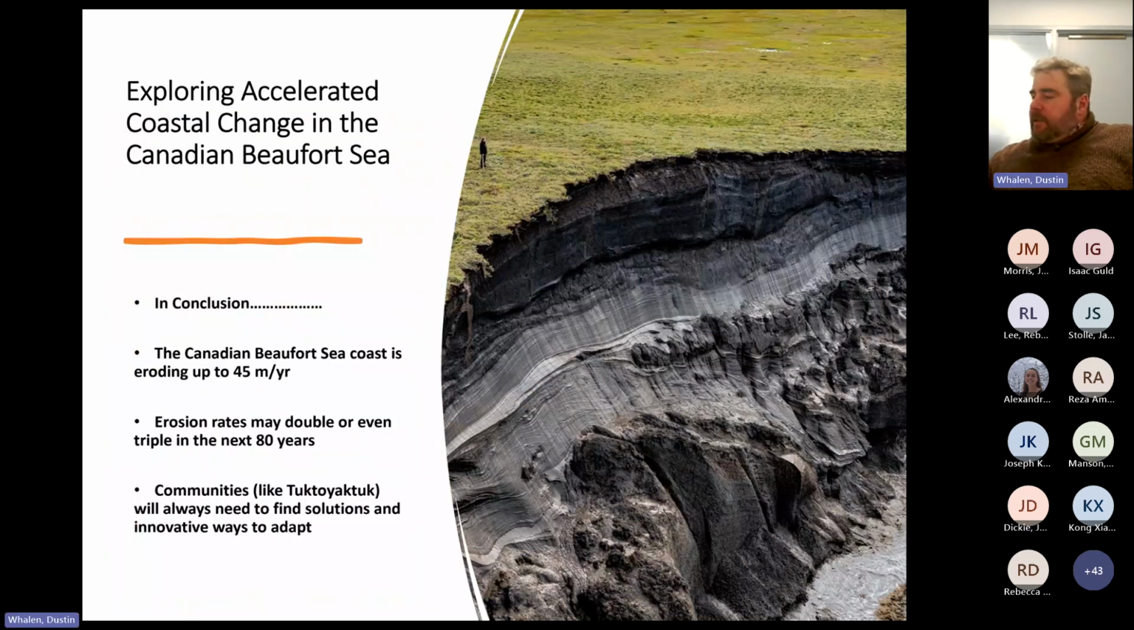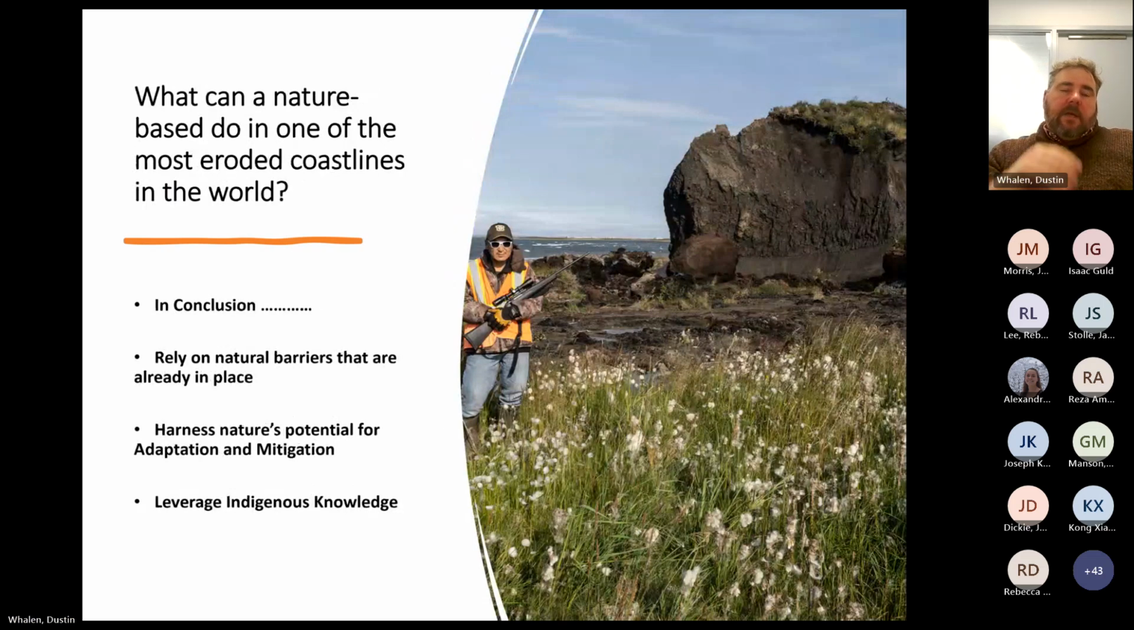So I think these are my wrap-up slides, which is pretty good time. In conclusion, the Canadian Beaufort Sea coast is eroding up to 45 meters a year. Its erosion rates may double or even triple in the next 80 years. Communities like Tuktoyaktuk will always need to find solutions and innovative ways to adapt. And what can nature-based do in one of the most eroded coastlines in the world? Well, my conclusions are we should continue to rely on natural barriers that are already in place. We should harness nature's potential for adaptation. And lastly, leverage Indigenous knowledge.